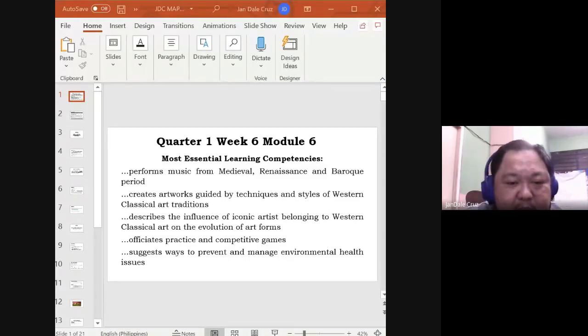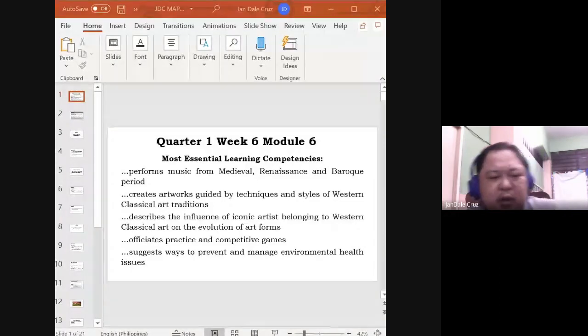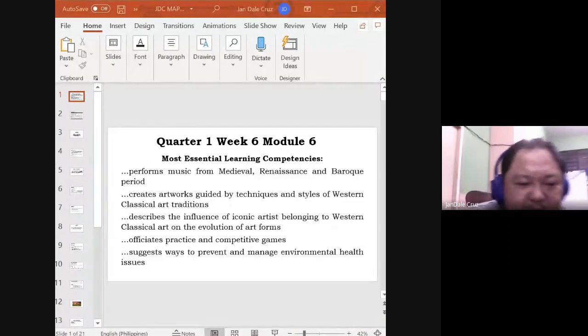Guided by the technique and style of Western classical art tradition. Describe the influence of iconic artists belonging to Western classical art on the evolution of art forms. In PE, appreciates practice and competitive games, basketball. And then in our health, suggests ways to prevent, manage, and address environmental health issues.